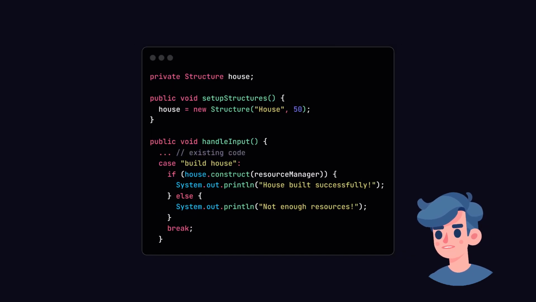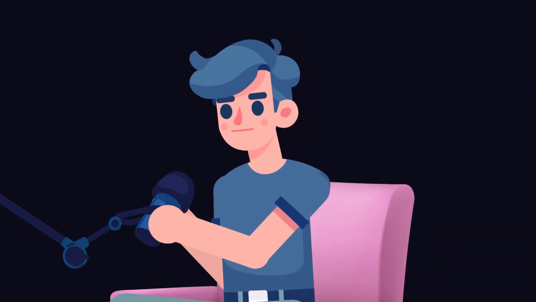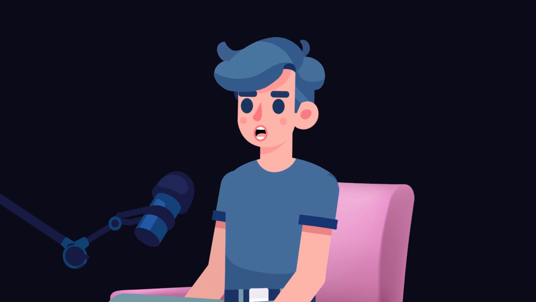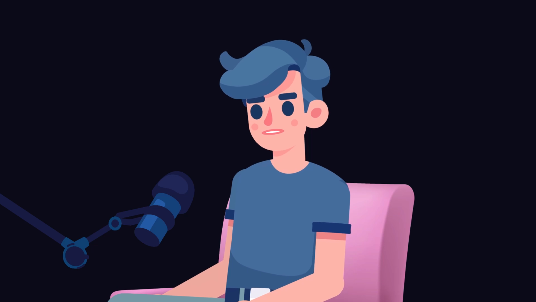Let's now modify the game class to handle structures, allowing the player to build them by spending resources. Now players can build structures using their resources. To add complexity, we could also implement additional structure types and mechanics as our game evolves. This adds a strategic layer to the game, as players will have to manage resources effectively to build more structures.